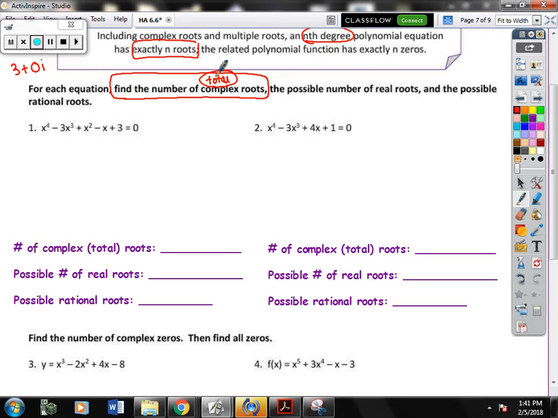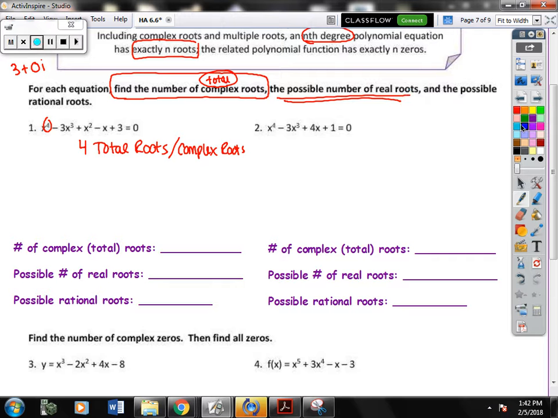So this one would have 4 total roots, also known as complex roots. So that's the first part of the question. Now, they ask us for the possible number of real roots. How many real roots will we have? Not telling me what the real roots are, just how many possible are there.